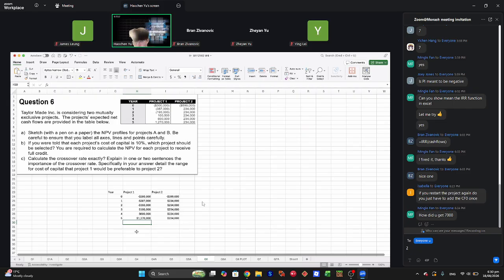So first one, we already know that X is the discount rate, Y is NPV. Then we can have some points, and we put all these points together, then we can get the line. The first question is: is the NPV profile upward sloping or downward sloping?